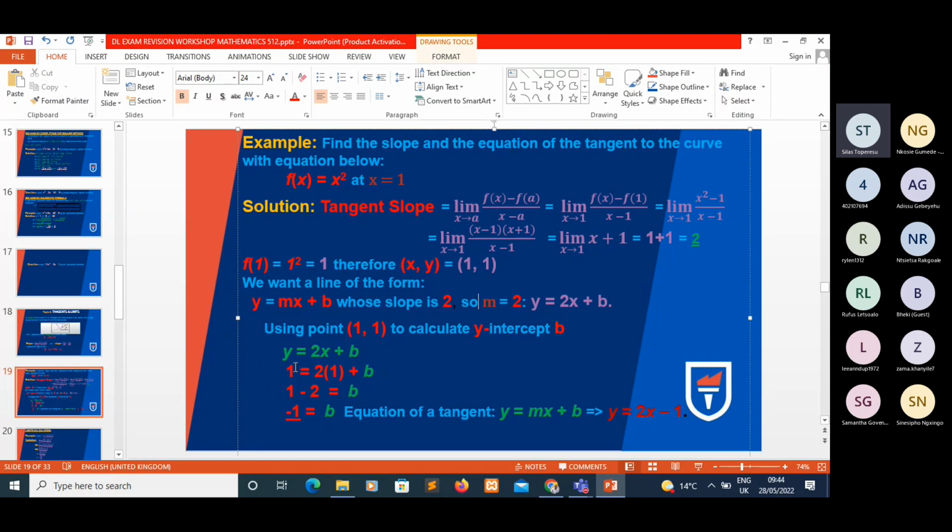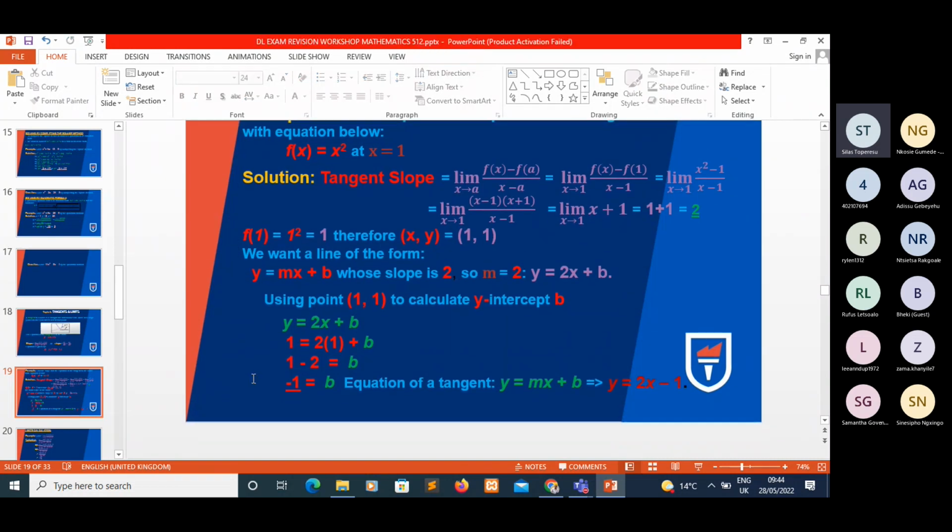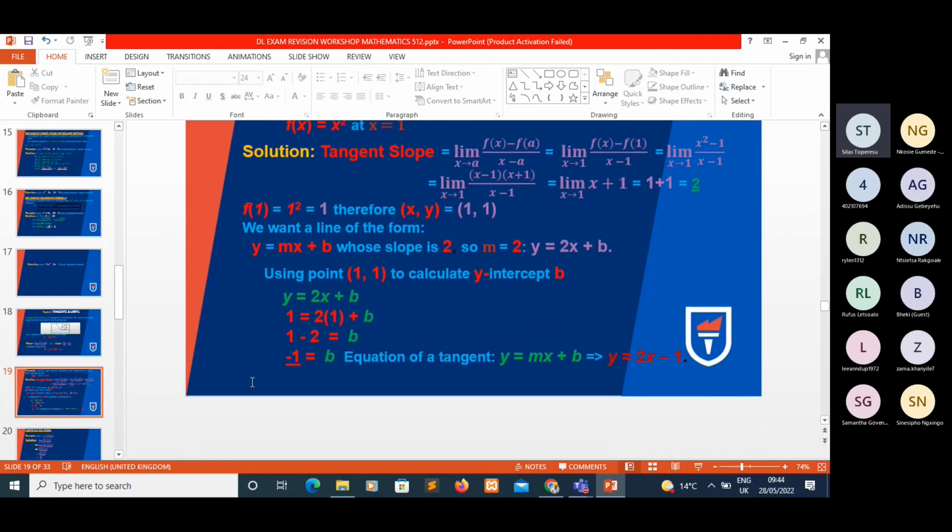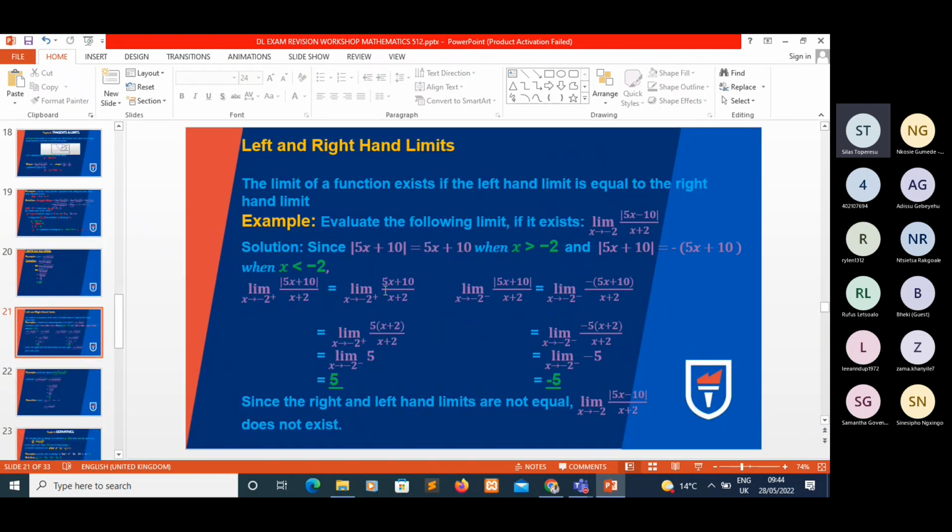I need you to go through this one. I think we are left with only a few minutes, so I just want to rush a little bit, because there are some things that we need to talk about here. You also need to know about limits.